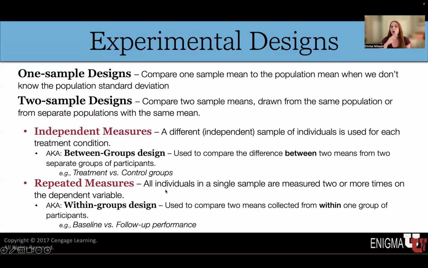In other words, it's when all the individuals in a single sample are measured 2 or more times on your dependent variable. We often will call this a within groups design because you're comparing two means, but like I said, they are all going to be collected from within one group of participants. This is often when we have, for example, baseline and then follow-up testing.